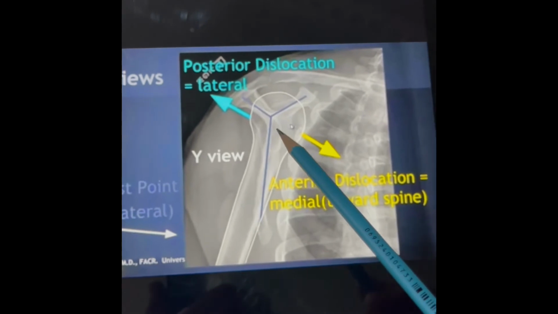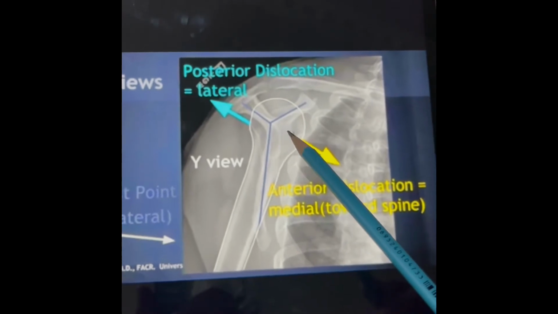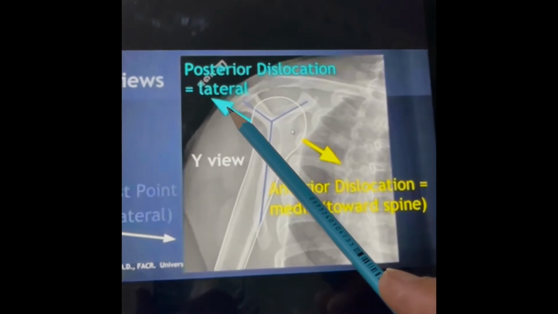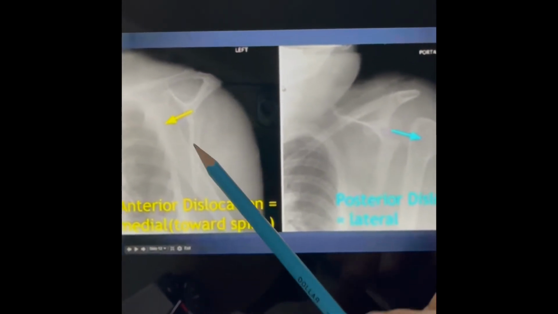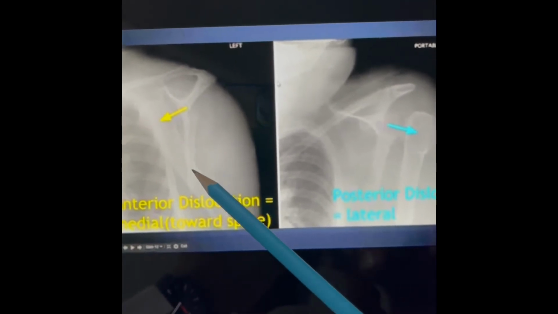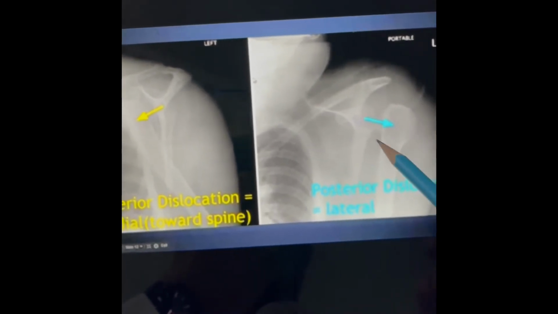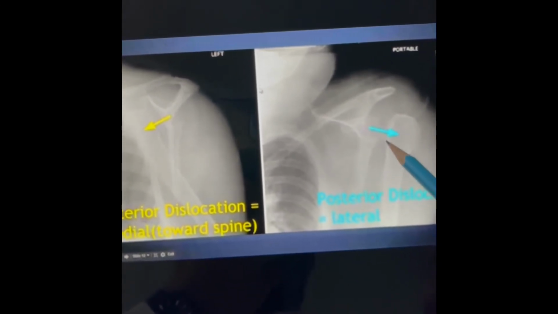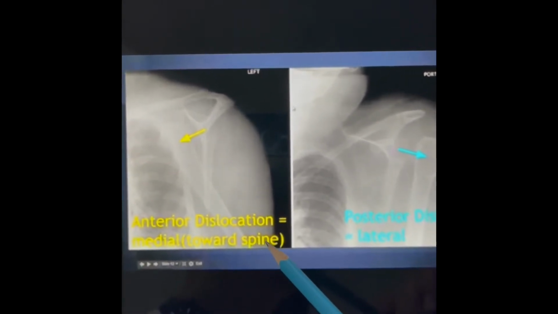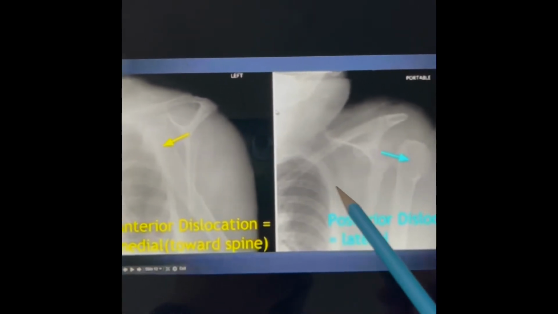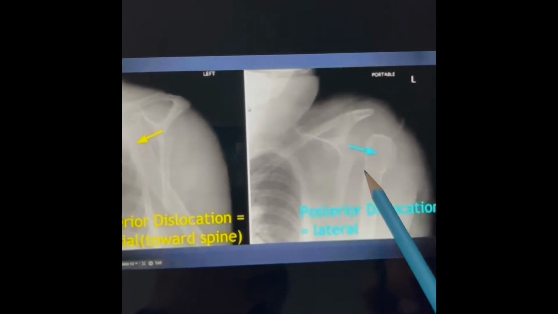Again, this shows the direction in which the head dislocates. If the humeral head goes in this direction, this is anterior. If the humeral head goes in this direction, it's posterior dislocation. This X-ray is showing the Y view, and this is the blade of the scapula, and the humeral head is lying over here. So this shows the anterior dislocation, while if the humeral head is lying lateral to the scapula, this is called the posterior dislocation. So if the humeral head goes toward the spine, this is the anterior dislocation, and if it goes away from the spine, this is posterior dislocation.